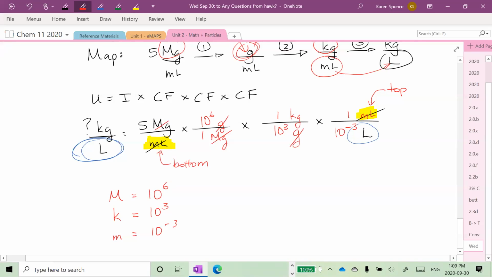Now, I want you to try plugging this into your calculator and see if you get the correct number. I also would like you to try doing it just with your powers of 10. So try it both ways. See what you get.